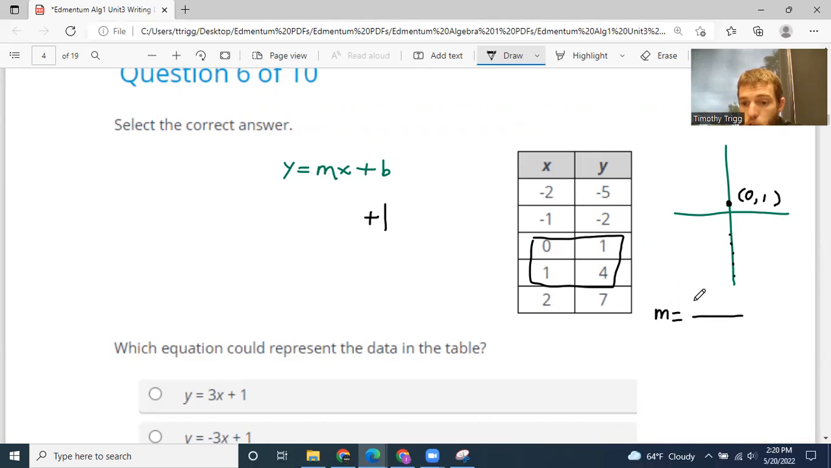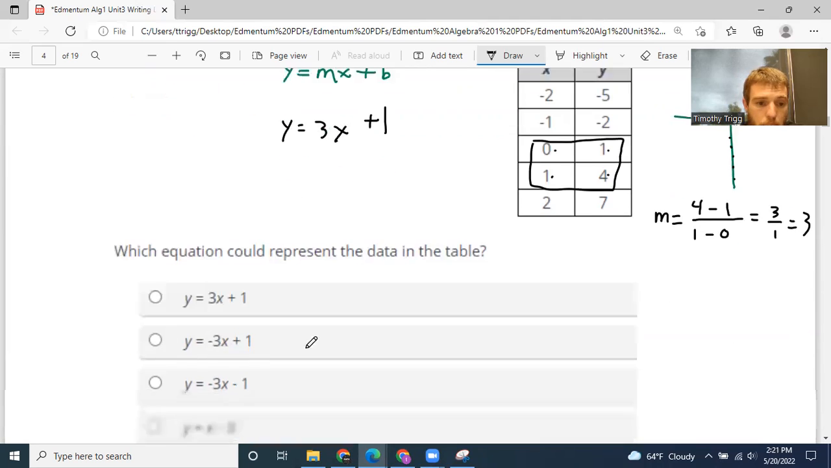And what we want to do to find the rise over run, or in other words, the slope, to find the rise, you subtract y values. To find the run, you subtract the x values. So here, for our rise, we can do 4 minus 1, subtracting the y values. And in the denominator, we'll do 1 minus 0. So this gives us 3 over 1, which is 3. So the slope for this is 3. So y equals 3x plus 1.